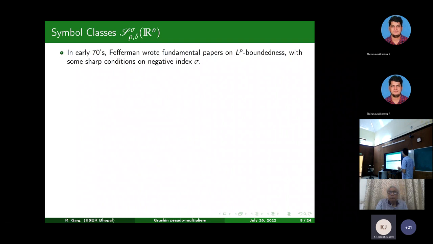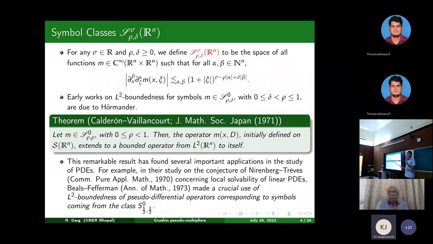I don't know much about the application parts, so I'll not say too much, but one thing I can say is that it's very well known the theory of pseudo-differential operators has originated and has worked for applications in partial differential equations of linear and nonlinear types both.